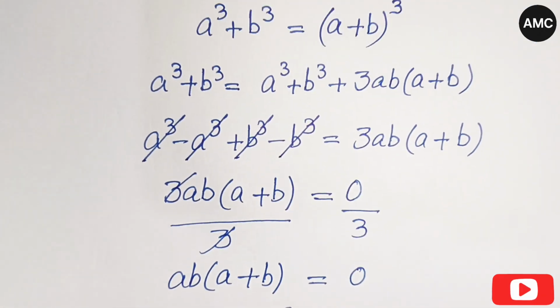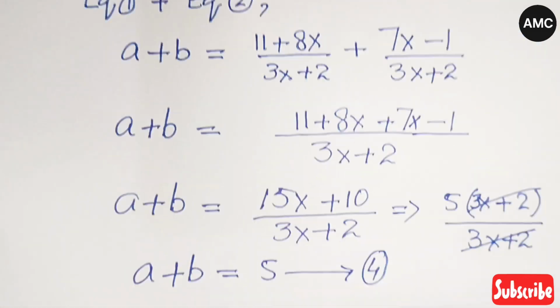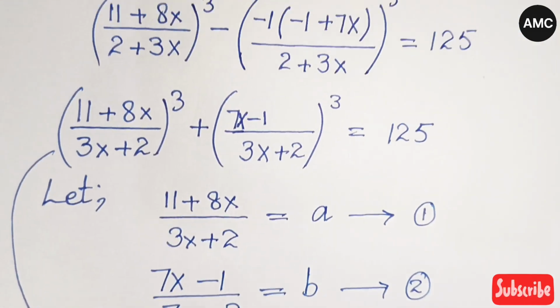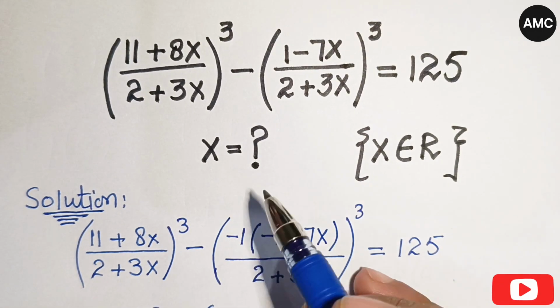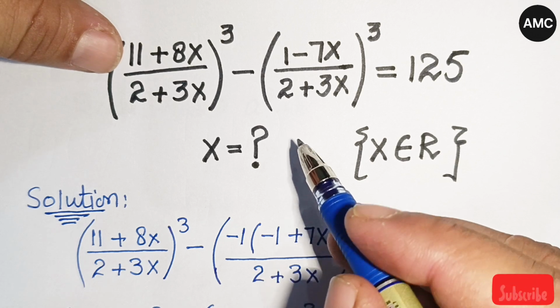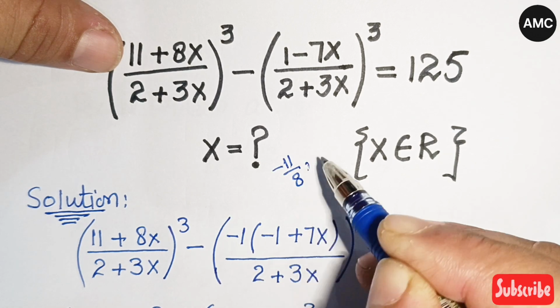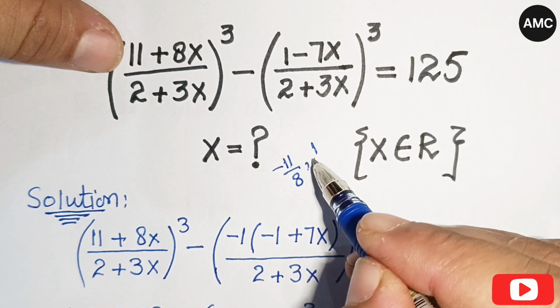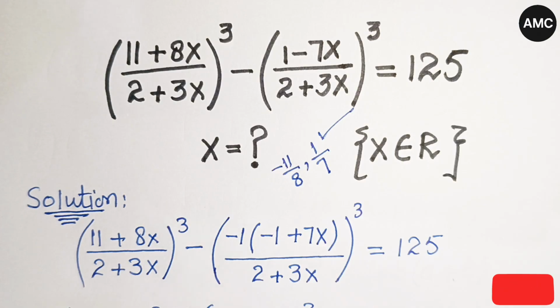So you can just check our entire solution here step by step. Now the value of x, we are going to just write our answer here. We have two values, that is minus 11 over 8 and other value is 1 over 7. So it is our final answer.